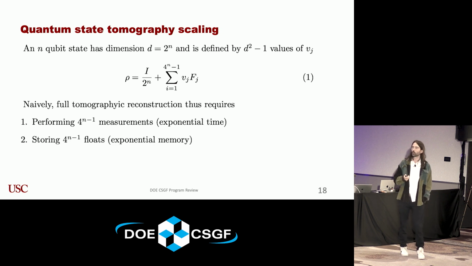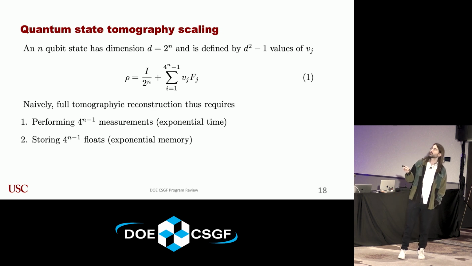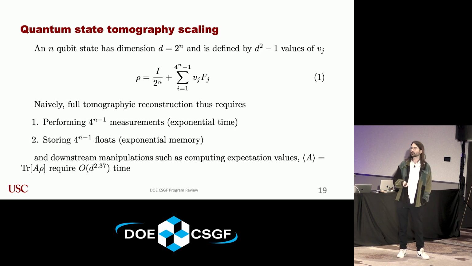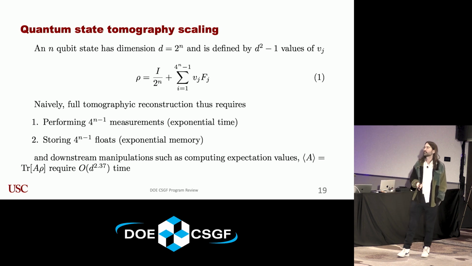And the goal of tomography is to reconstruct these d squared minus 1 Vj values, essentially by just estimating each of them individually, which thereby requires an exponential number of measurements and also requires you to store those exponential number of floats in the end. But even if you manage to do this exponentially long process that requires so much memory, now you're stuck with an exponentially large matrix that you have to manipulate. So any downstream application is also exponential in time and memory.